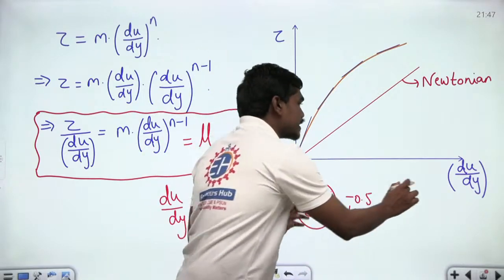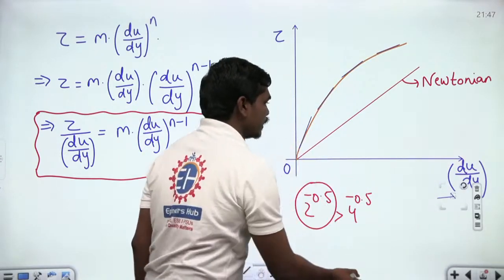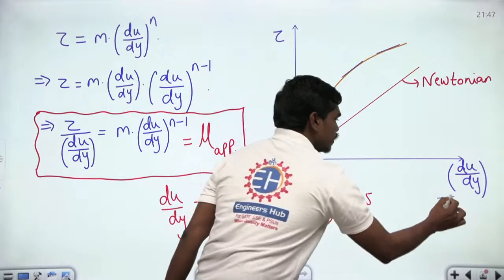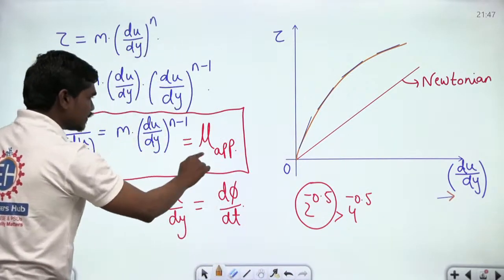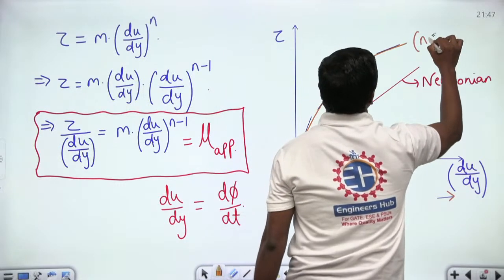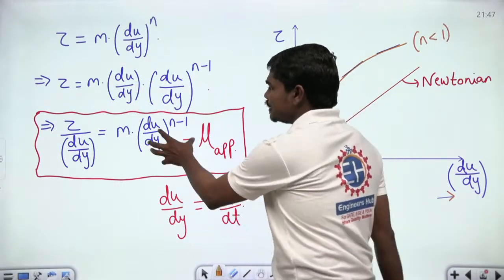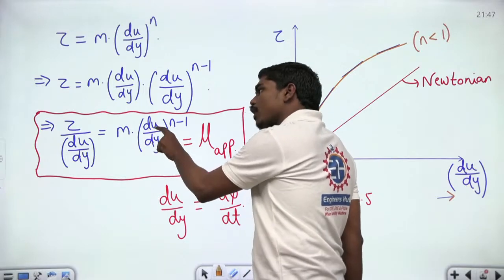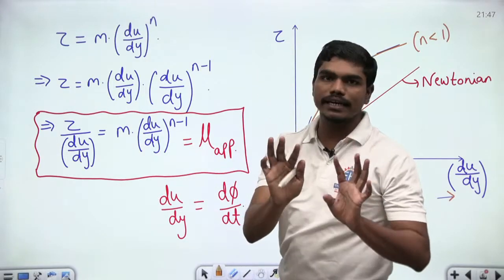That means with the increase in shear strain rate, your apparent viscosity is decreasing. And this is the case when n is less than 1, because when n is less than 1, this value keeps decreasing as you keep increasing du by dy. This is one thing that is very clear.